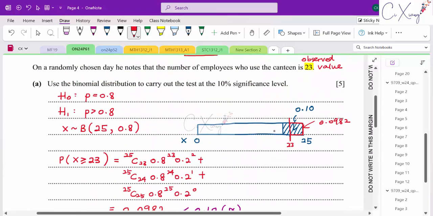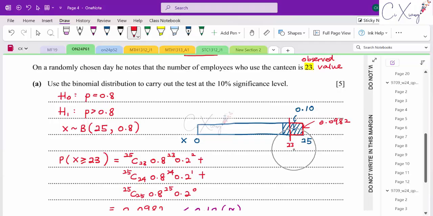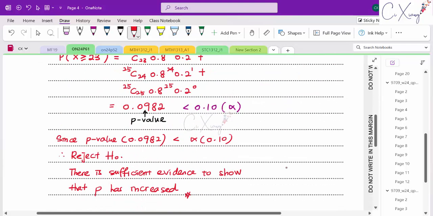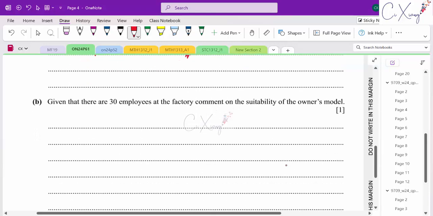Again, I want to emphasize one more time, this particular diagram, you cannot draw it in the real exam because it is not the correct diagram. But it is a very useful diagram for us to visualize whether we should reject the null hypothesis or accept the null hypothesis. Because from here you can see very clearly that your observed value falls under the rejection region or falls under the acceptance region.